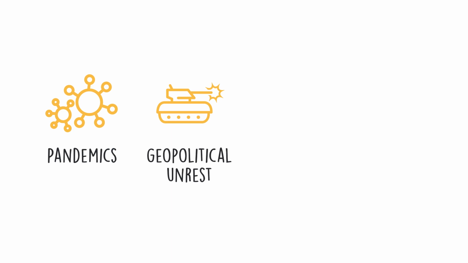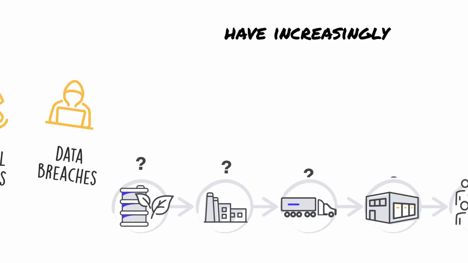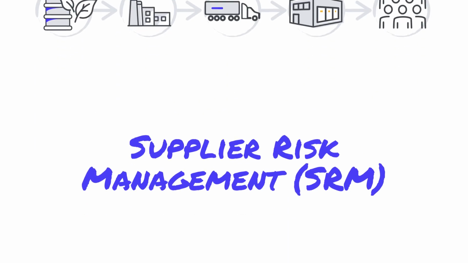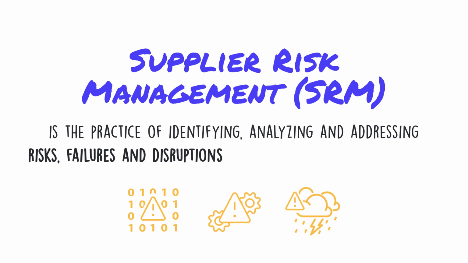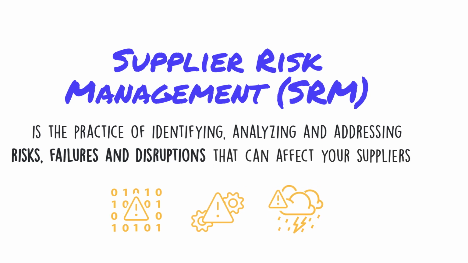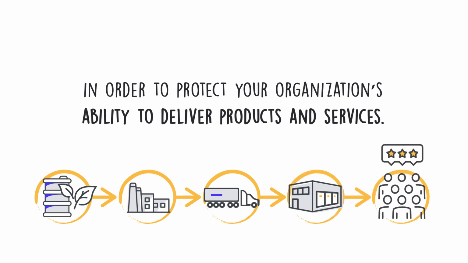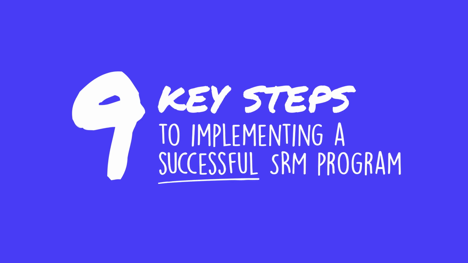Pandemics, geopolitical unrest, natural disasters, data breaches, and more have increasingly threatened global supply chains in recent years. Supplier risk management, or SRM, is the practice of identifying, analyzing, and addressing risks, failures, and disruptions that can affect your suppliers in order to protect your organization's ability to deliver products and services. In this video, you'll learn the 9 key steps to implementing a successful SRM program.